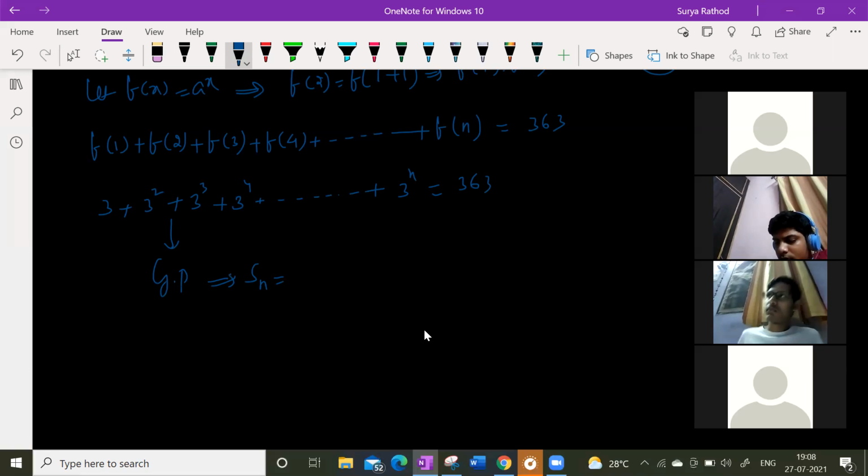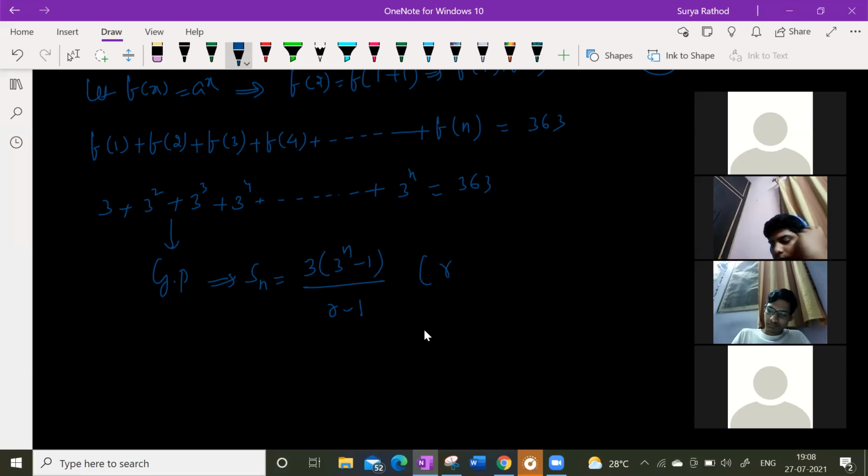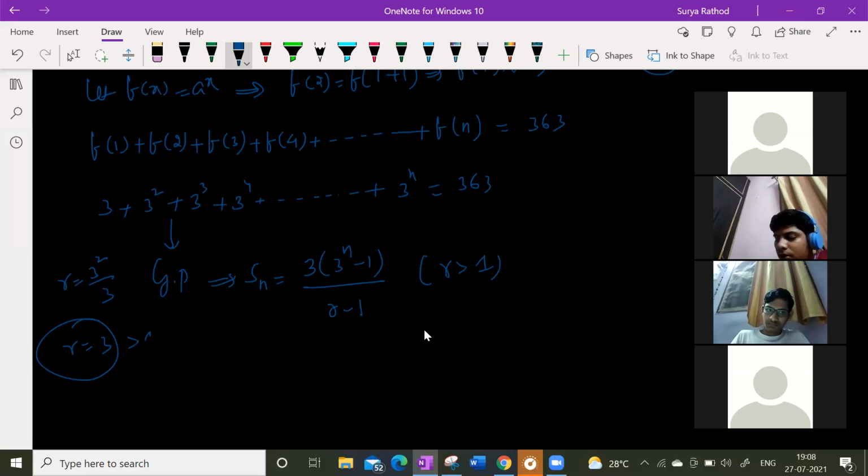First we have to take this one. What is that? a into r to the power of n minus 1 divided by r minus 1. Right? What is r here? This is the formula when r is greater than 1. R is equal to 3 square divided by 3, which means r is equal to 3. 3 means greater than 1 only. Whenever r is greater than 1, what is the formula I am supposed to take? Sn is equal to a into r to the power of n minus 1, divided by r minus 1.